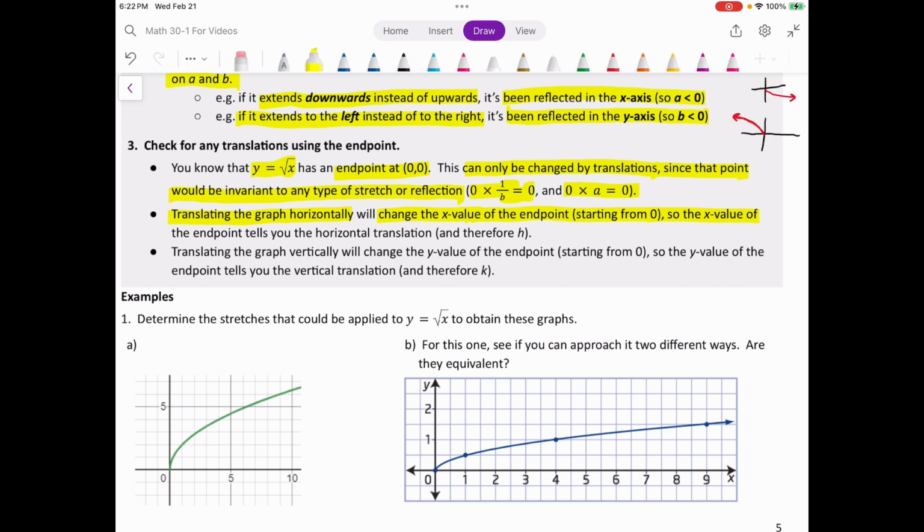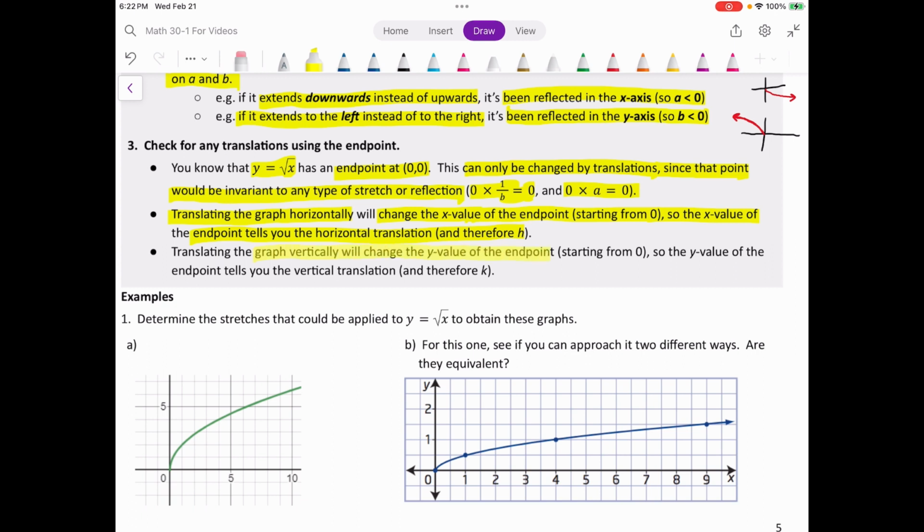If it starts at 0 and now it's at -2, well, it got shifted 2 to the left. h is -2. If it started at 0 and now it's at +20, well, it got shifted 20 to the right. So h is +20, right? So directly, the x-coordinate of the endpoint tells you the h value. Same goes for vertical, but with the k value and the y-coordinate of the endpoint, right?